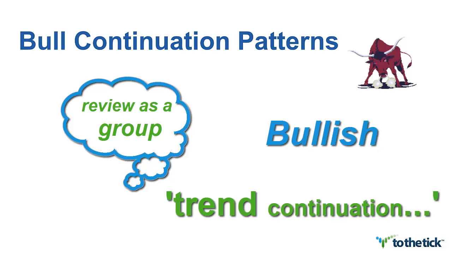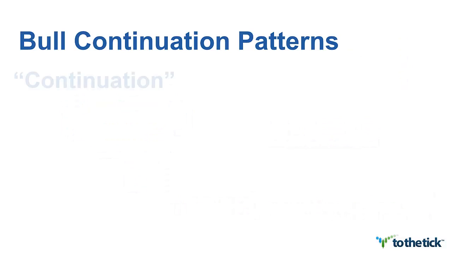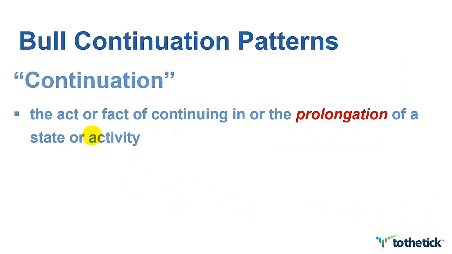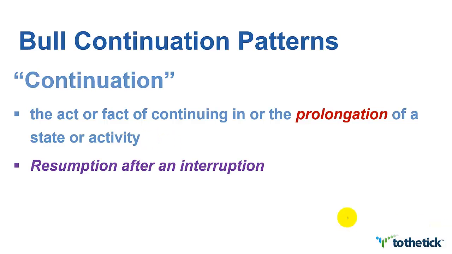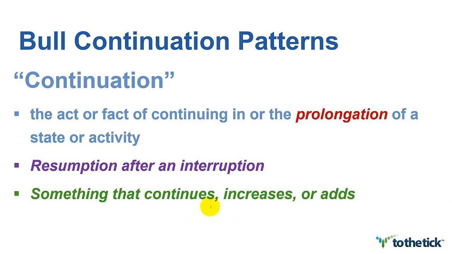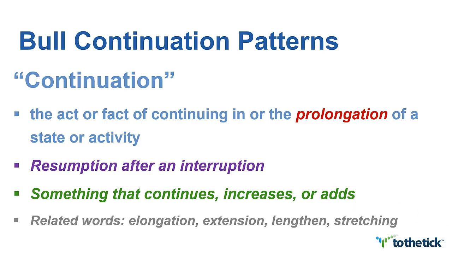So first, let's go to Merriam-Webster's and let's find out what the definition is for a continuation pattern. It's the act or fact of continuing in or the prolongation, isn't that a great word, of a state or activity. Okay, basic definition. Definition number 2, resumption after an interruption. So we're going to think about these here. Something that continues, increases, or adds. Interesting words. And related words here: elongation, extension, lengthen, stretching.